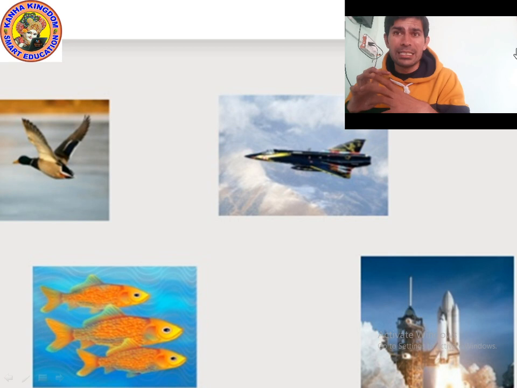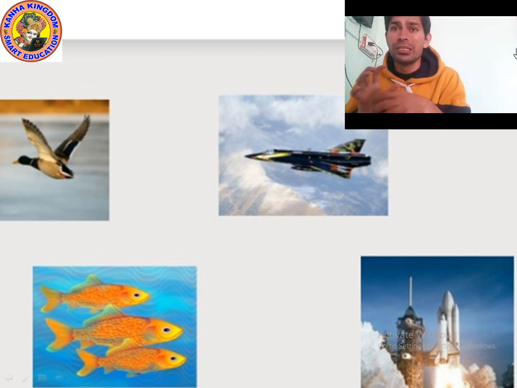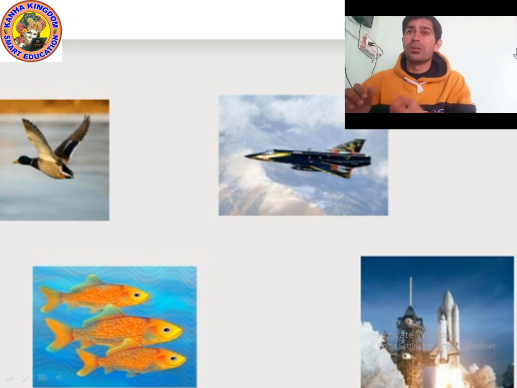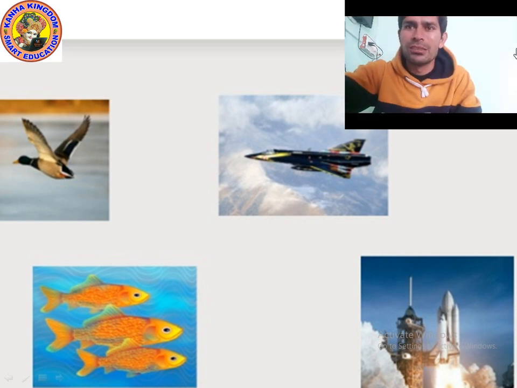Aeroplane and spacecraft, you can see the picture of the spacecraft. They also have the same streamlined body which helps to reduce the friction. I hope you understood what fluid friction is. Fluid friction is the force of friction applied by liquids and gases on an object moving through them. Okay, now let's move on to the last point.